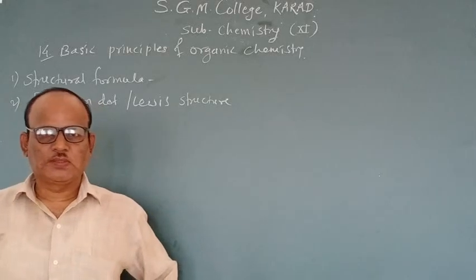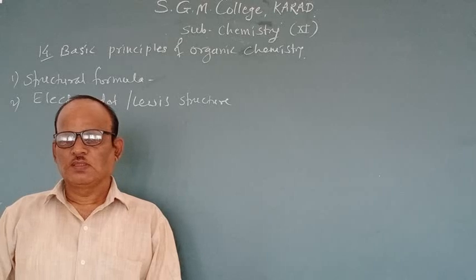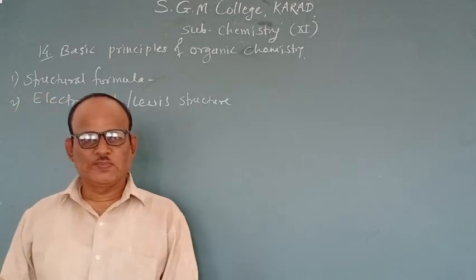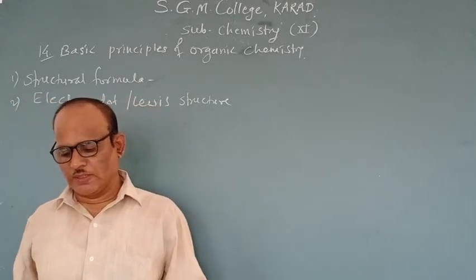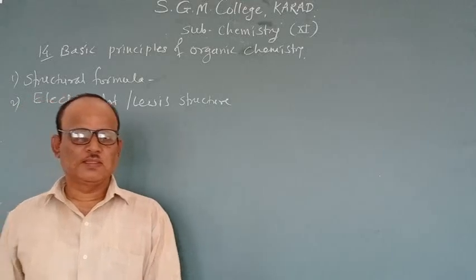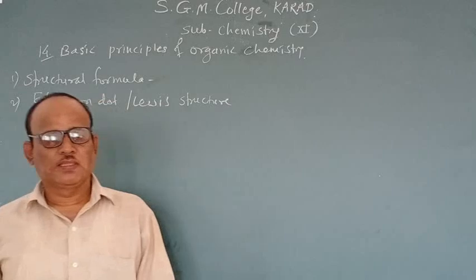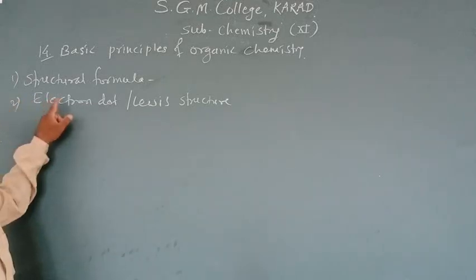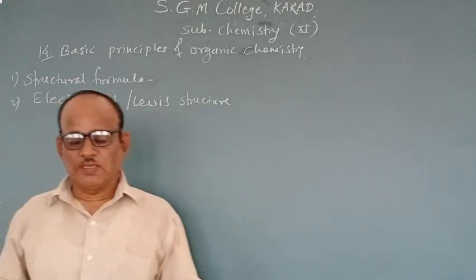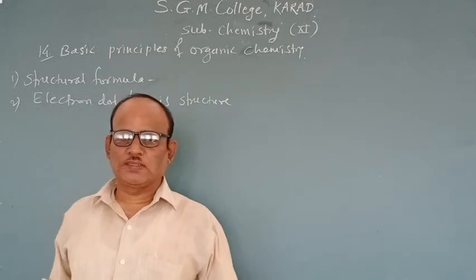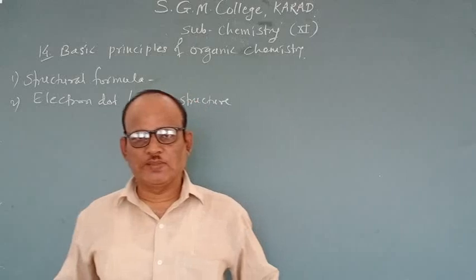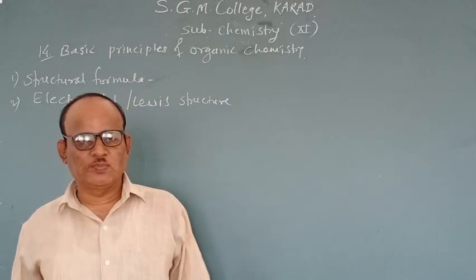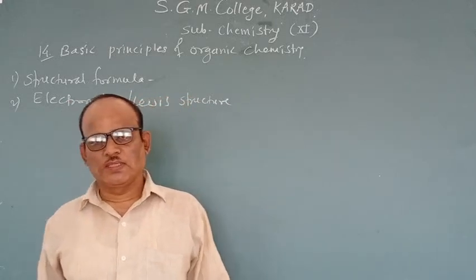Hello friends, in the previous video lecture we studied the chapter-wise weightage for 16 topics in chemistry, and also started topic number 14, that is basic principles of organic chemistry. In this topic we first studied the structural formula of an organic compound. The structural formula represents the exact arrangement of atoms in a molecule, and we took 4 examples, methane, ethane, propane, butane, and saw how to draw their structures.